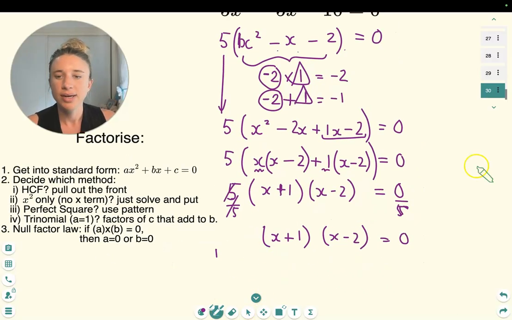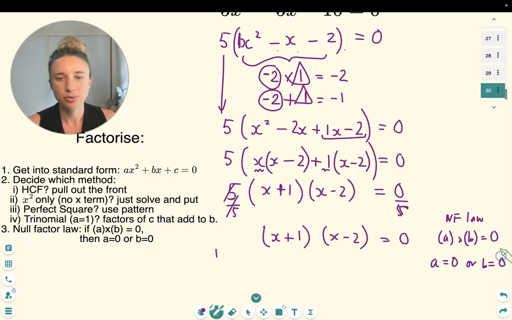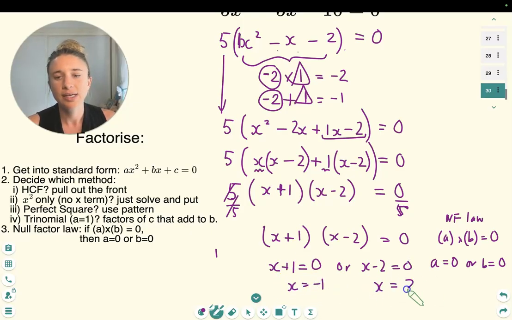And then we are ready for the null factor law. If A times B equals 0, A equals 0, or B equals 0. So that means we split it off into its linear equations. X plus 1 equals 0, or the other bracket equals 0. X equals negative 1, or x equals 2. Those are your solutions.